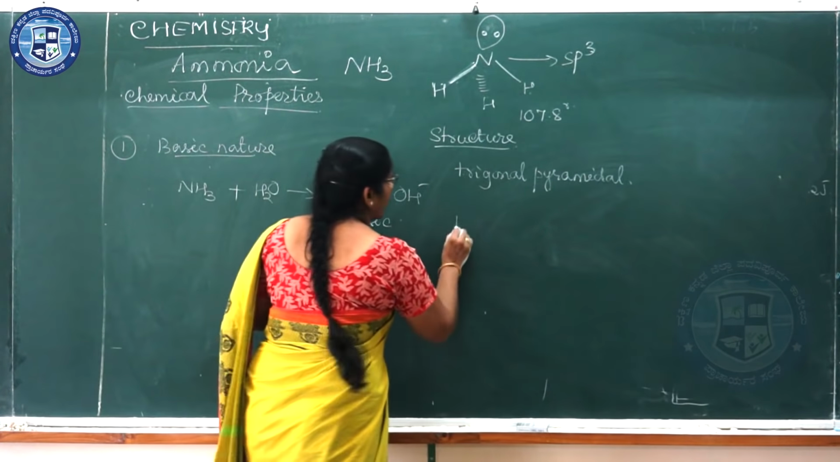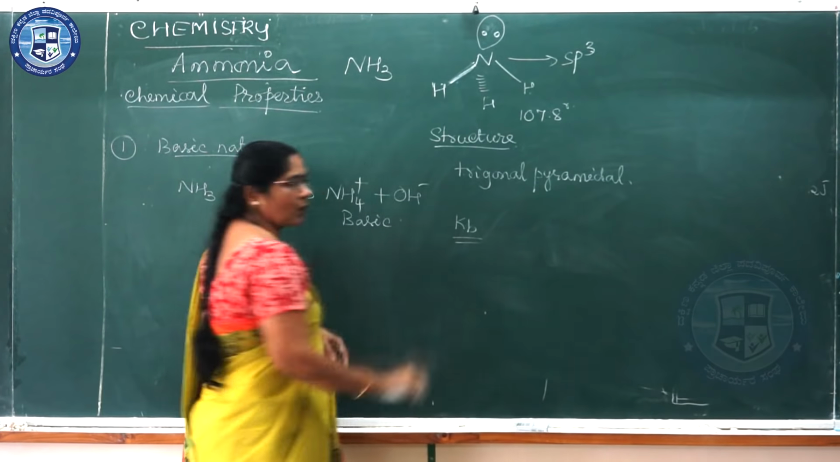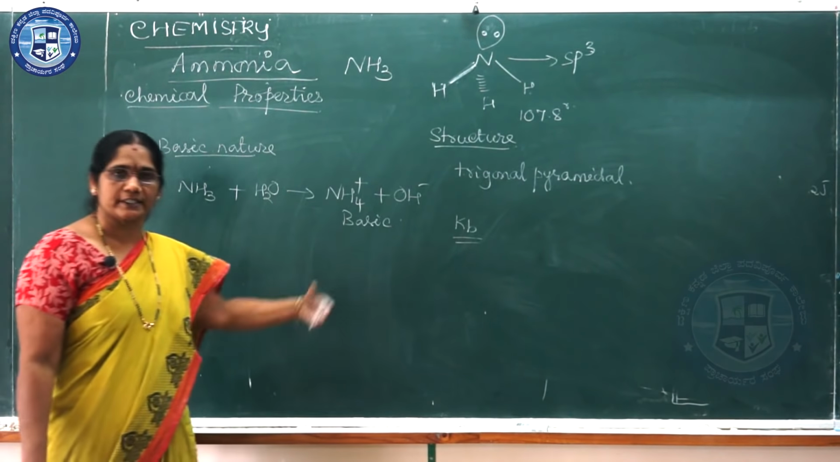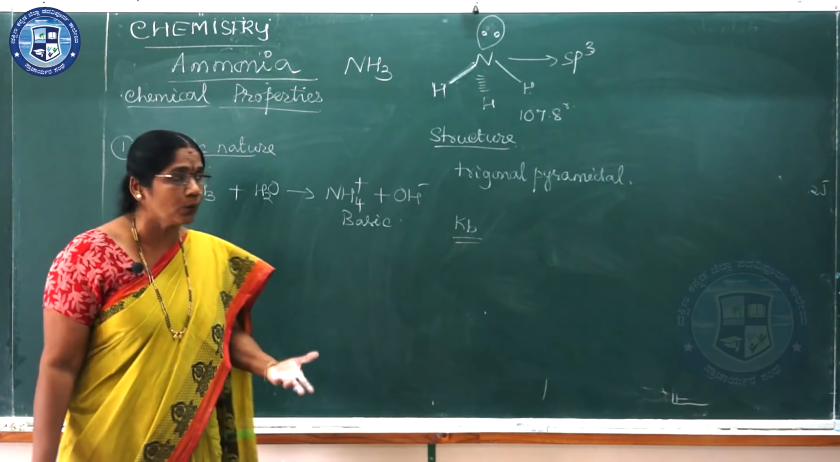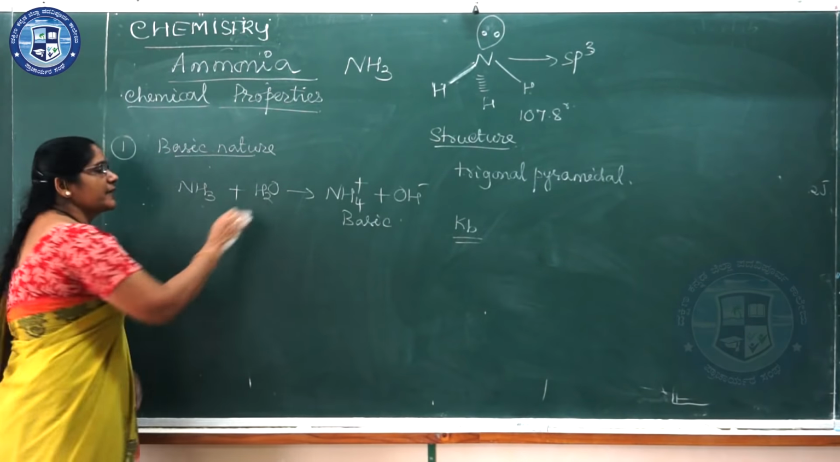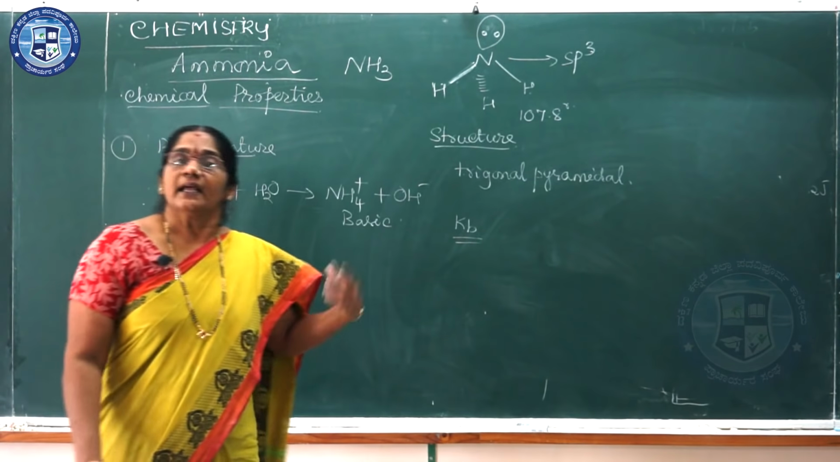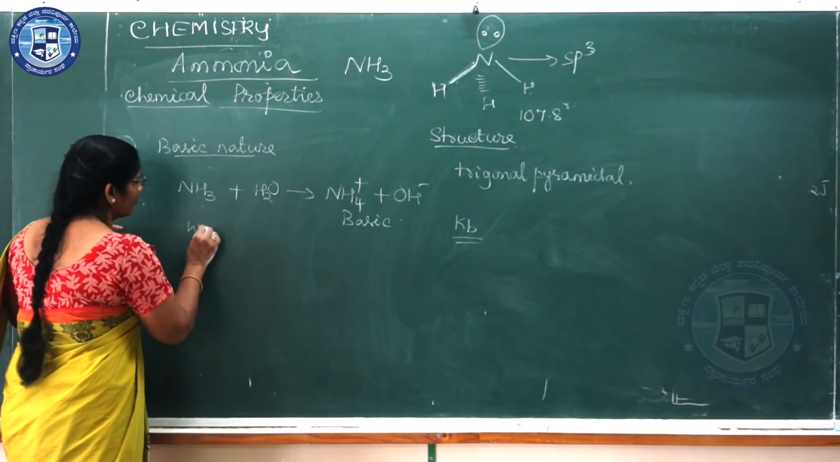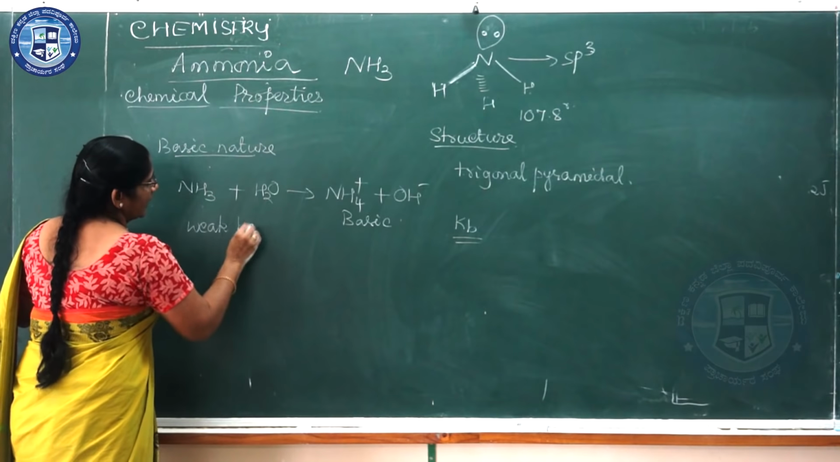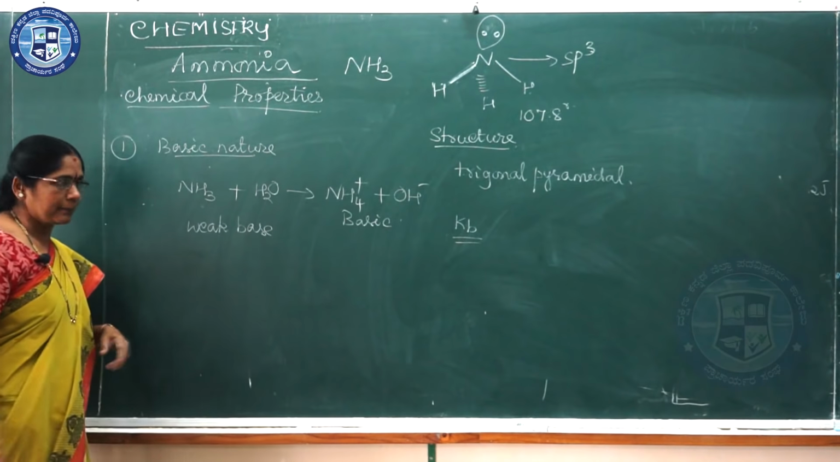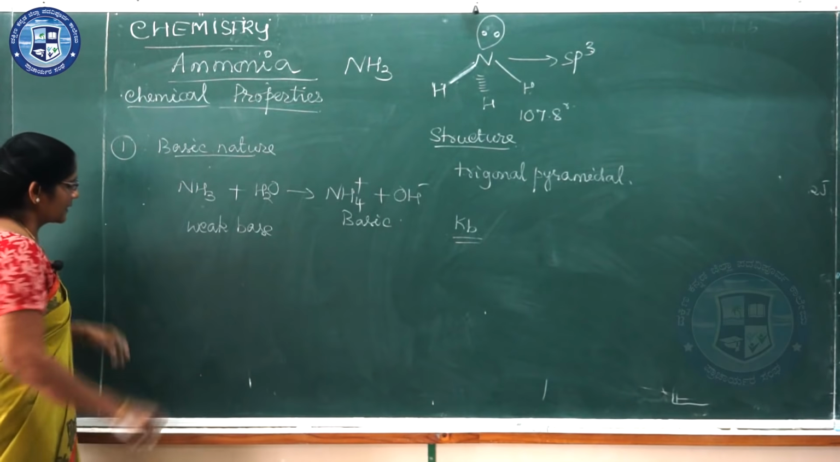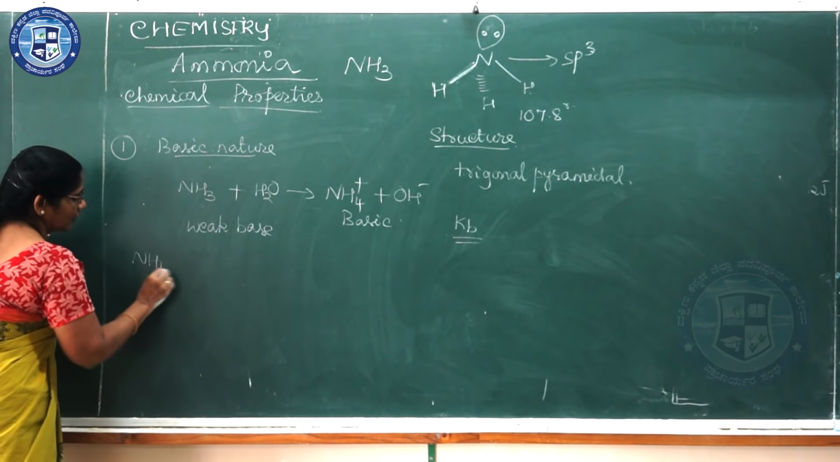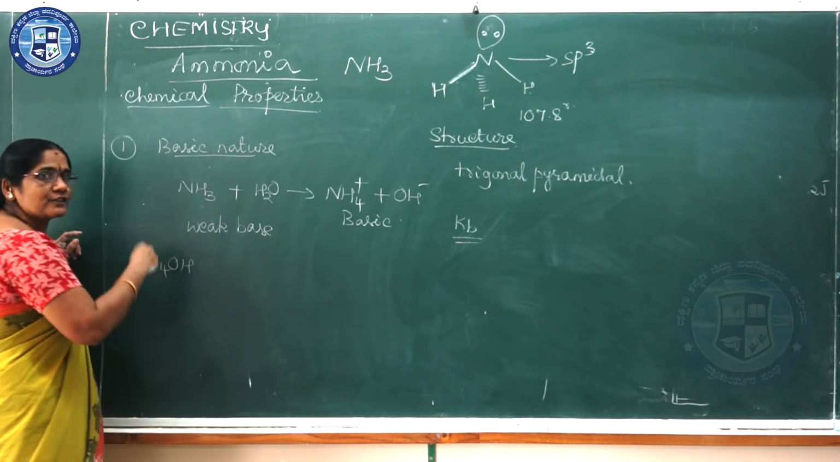But the base dissociation constant Kb of the base is very low, which means the dissociation process here is very partial, and therefore it is a weak base. Ammonium hydroxide does not dissociate completely, so it is a weak base. Ammonium hydroxide combines with acids.